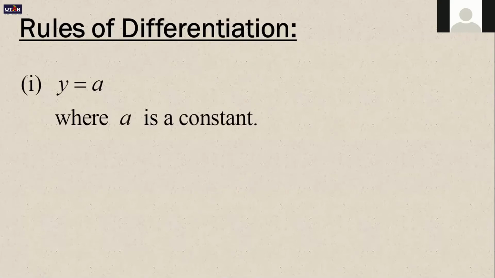So the rules of differentiation, the first one, of course, involves the constant. Y equals a, no x, just a number, a constant. So when we differentiate it, you will get 0, because there is no variable x there. So it's a constant function.